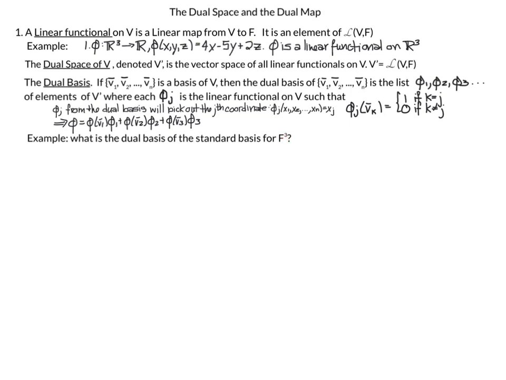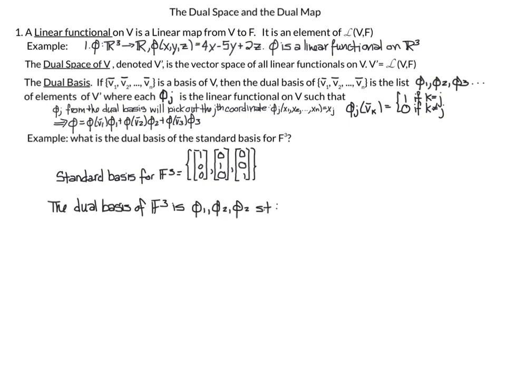Since we define our dual bases in terms of a basis for V, the first thing we want to do is note the standard basis for V. In this case, V is equal to F3. So the standard basis for F3 is equal to the vectors (1, 0, 0), (0, 1, 0), (0, 0, 1), or E1, E2, E3.